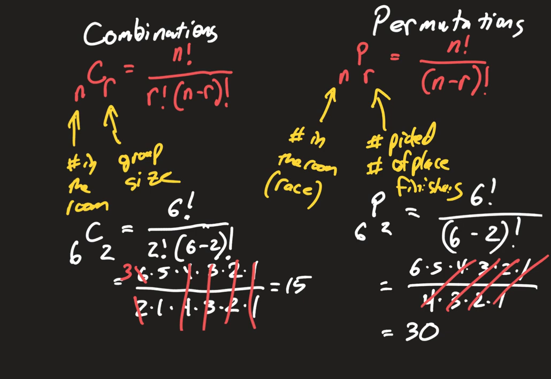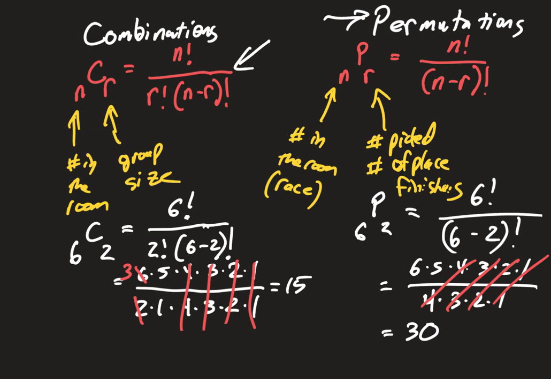In combinations, we say order does not matter. In permutations, order does matter. So if you can remember it as combinations is just a group, permutations is like place finishers.